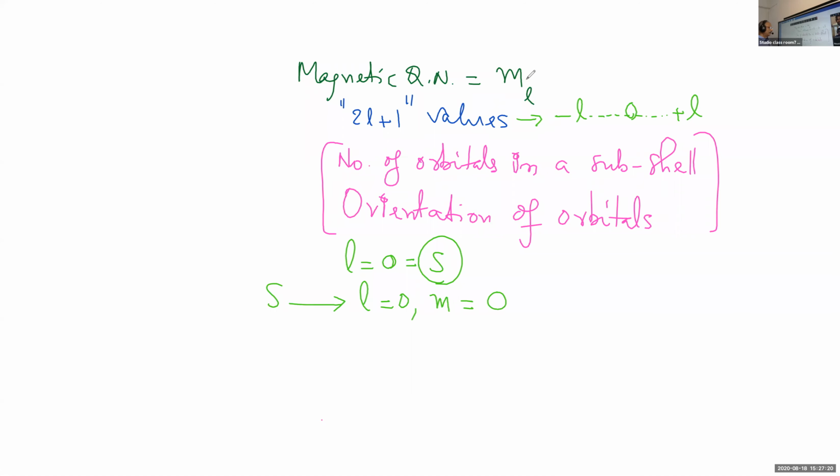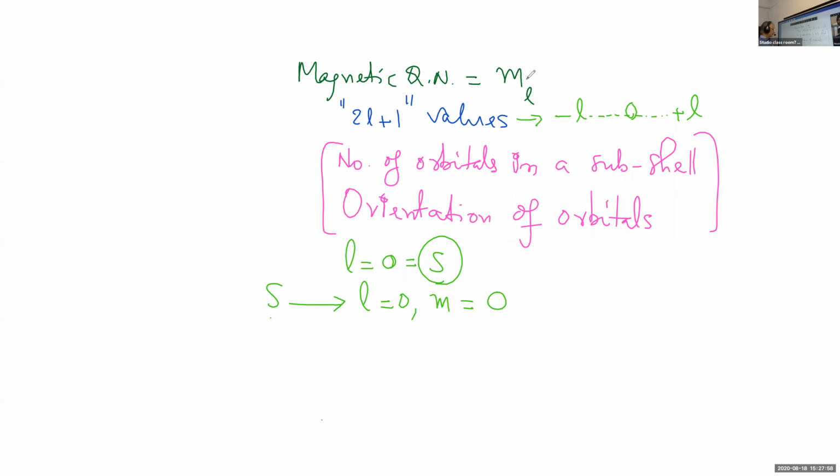You come back. For the S subshell, 1s, 2s, 3s, 4s, etc., L is equal to 0. If L is equal to 0, what will be the possible values of m? M will be minus L to plus L. Totally, there will be 2L plus 1 values, minus L to plus L through 0.